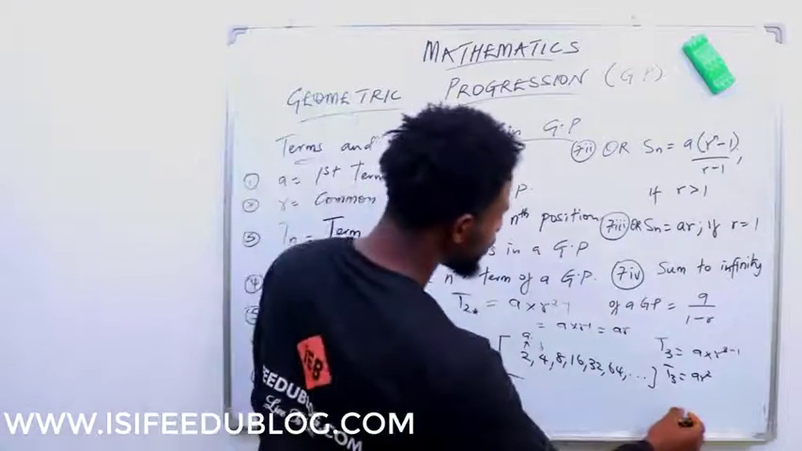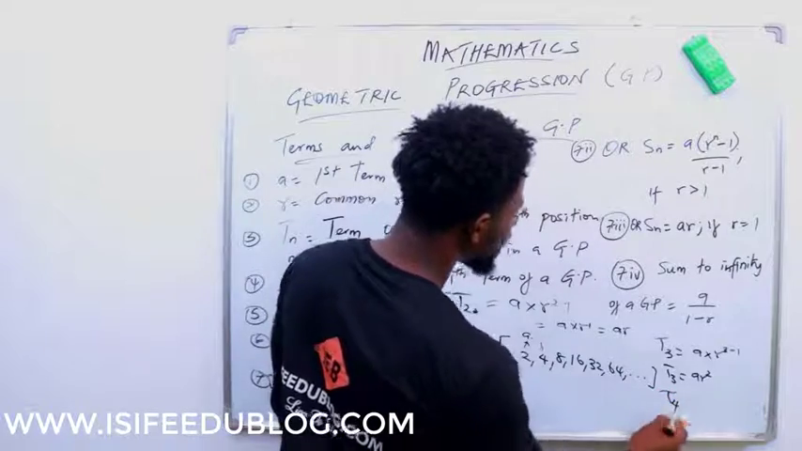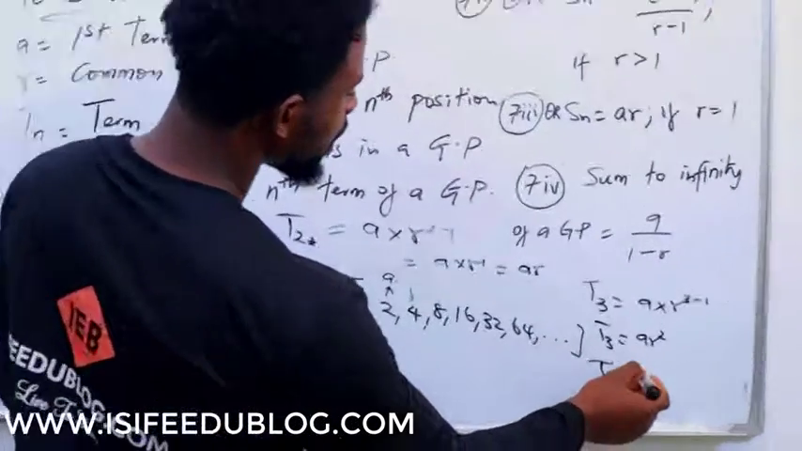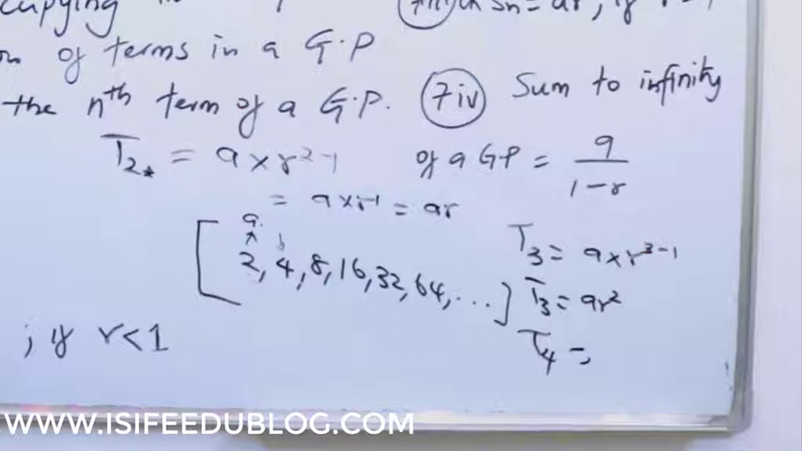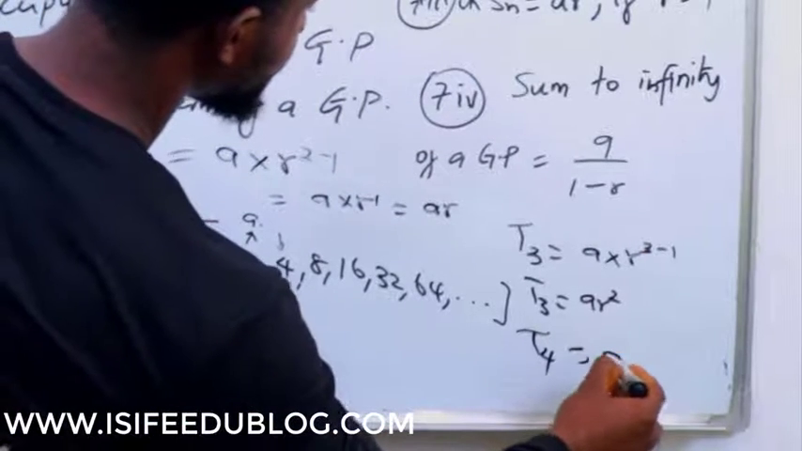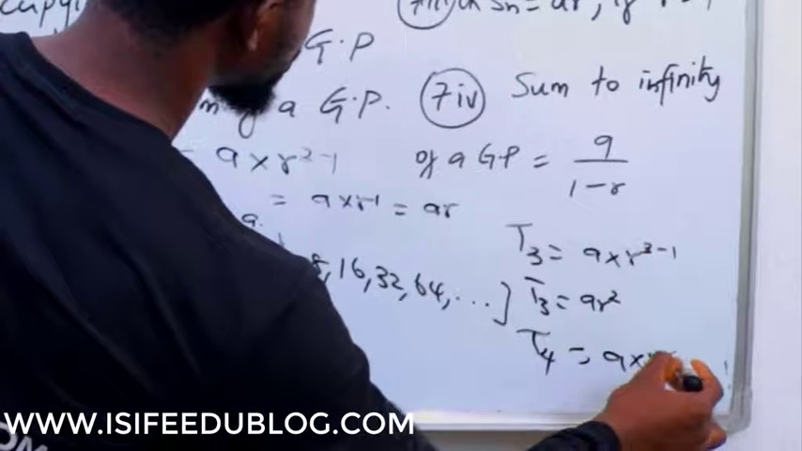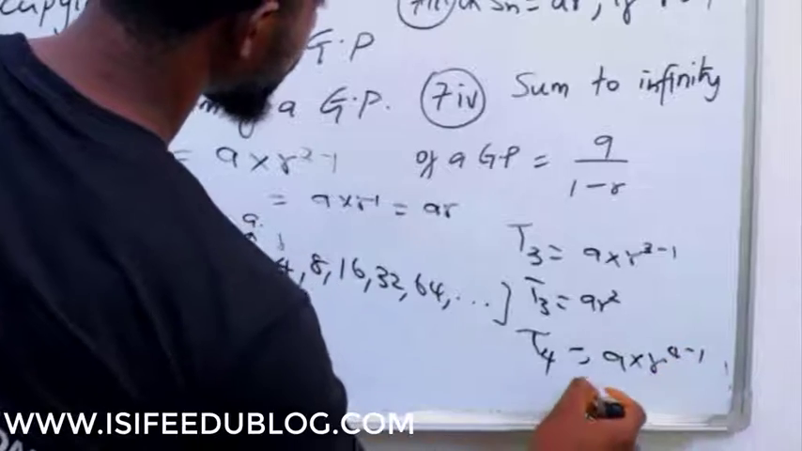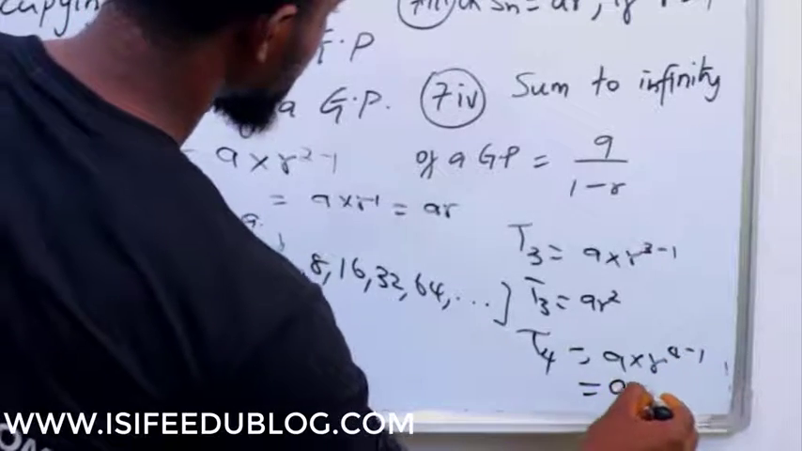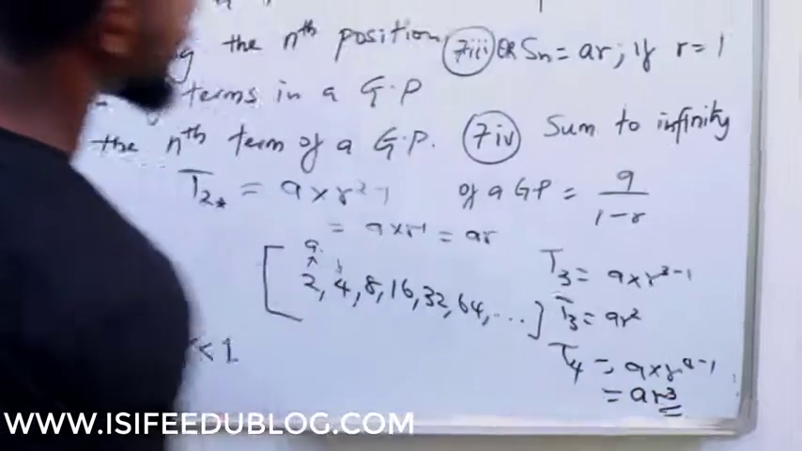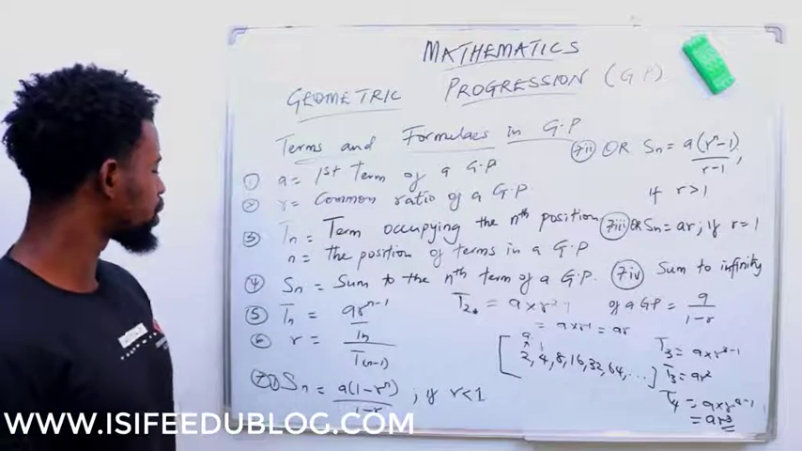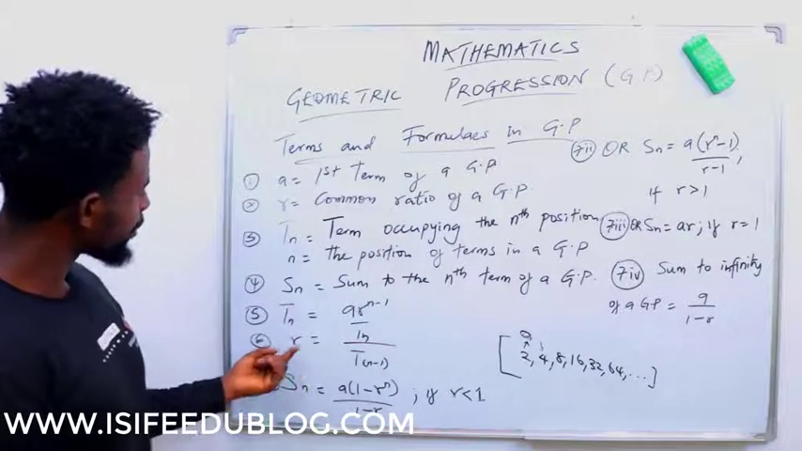Now if you are able to find T4, the term occupying the fourth position, from our formula, it is our first term times our common ratio raised to the power 4 minus 1. So T4 is AR raised to the power 3, and so on and so forth. Now we have R.